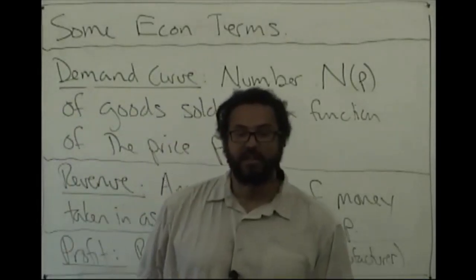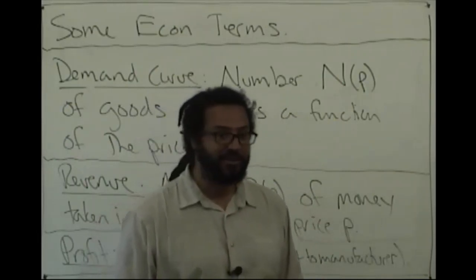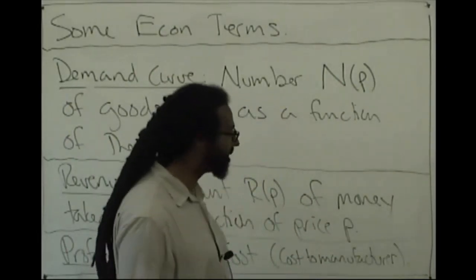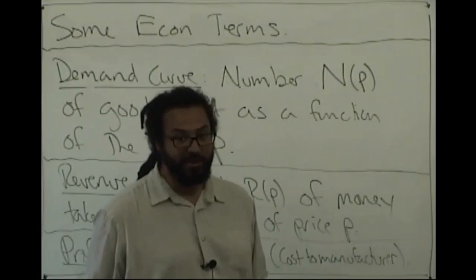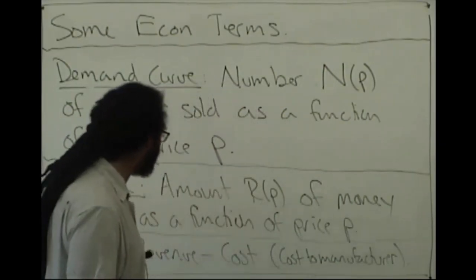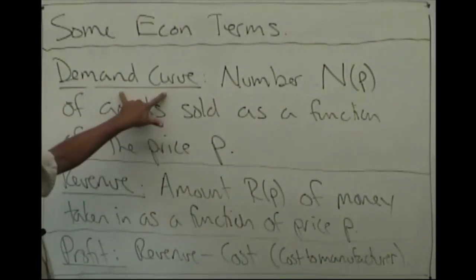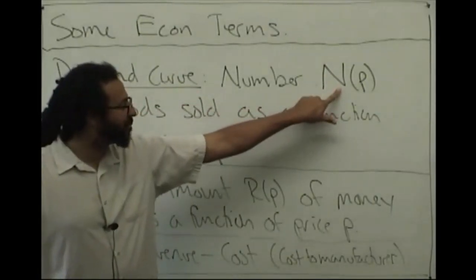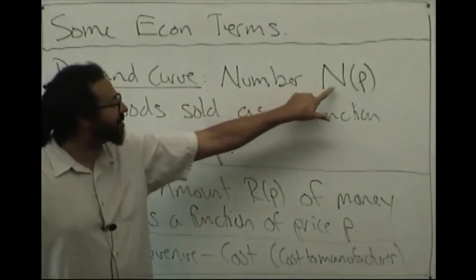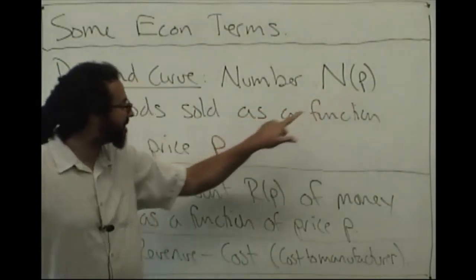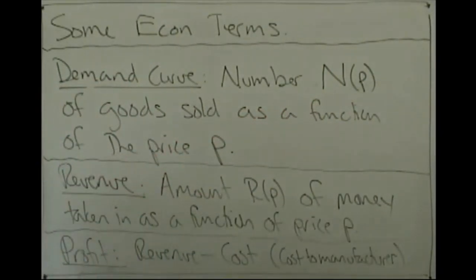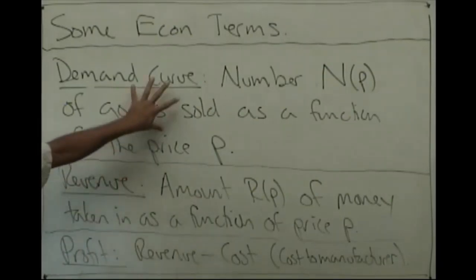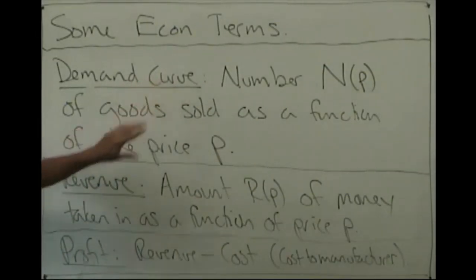Okay, let's take a look at a couple of economics applications having to do with maximizing revenue, and I'll say what all that is here in a second. So the demand curve is the number, and we will denote that by N of P. It's the number of things that we sell as a function of the price P. And I'll say a little more about this object in a minute.